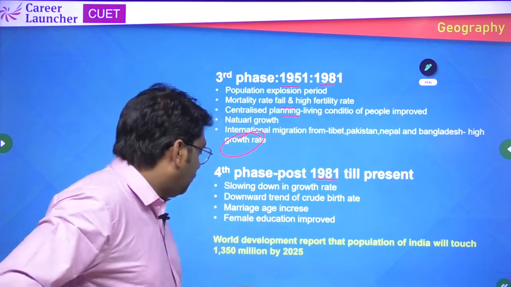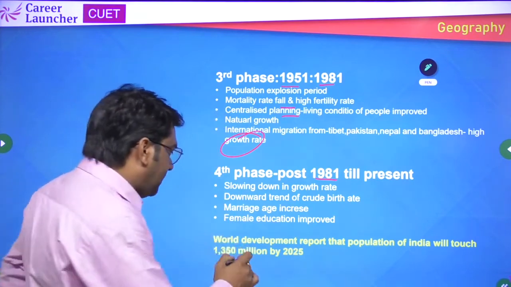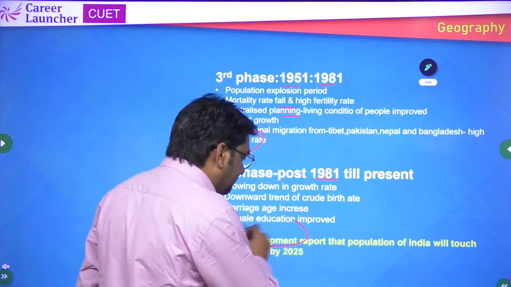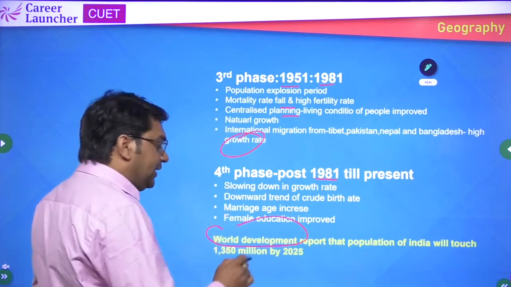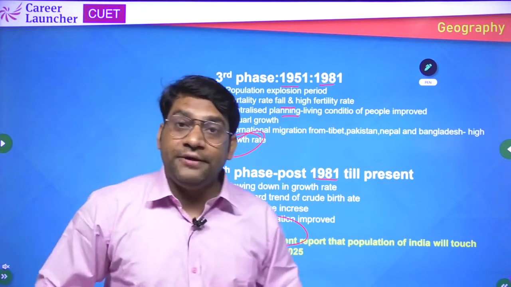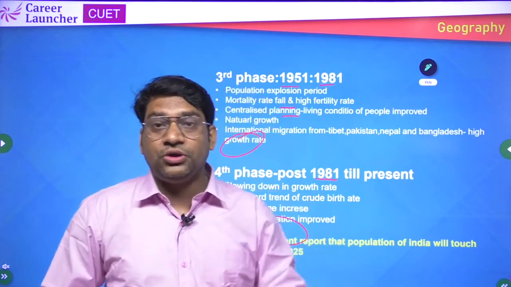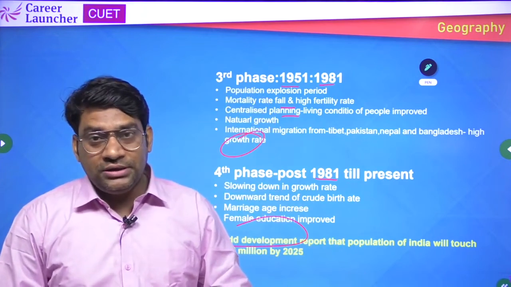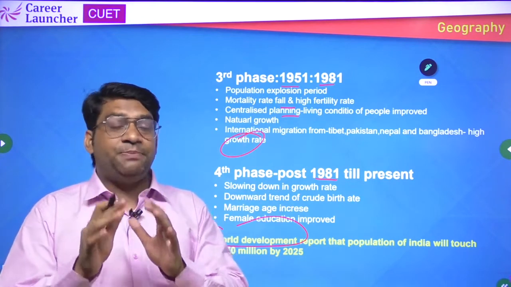Okay, so वर्ल्ड डेवलपमेंट रिपोर्ट, बहुत इंपॉर्टेंट बात है कि वर्ल्ड डेवलपमेंट रिपोर्ट ने बताया है that the population of India will touch 1350 millions by 2025, as per the record of growth of population in our country. Now this is a challenge part of our country.